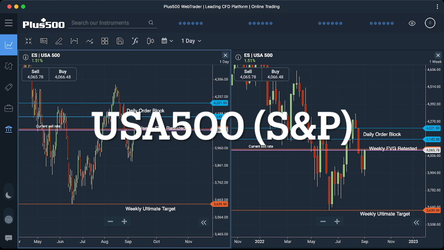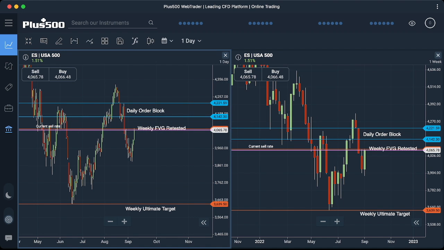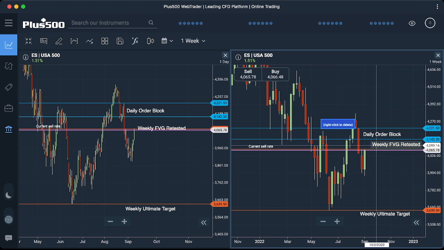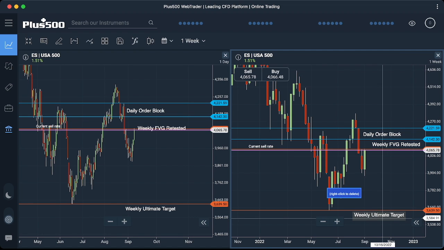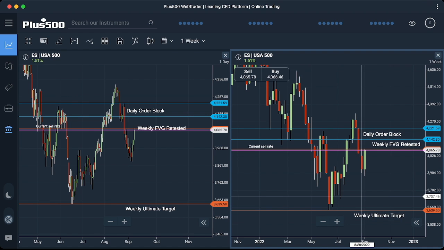And finally, our weekly forecast for USA500 S&P. Last week, the price pushed to the upside. As you can see in the weekly chart here, price reached to this weekly fair value gap in this orange line, and now this is our ultimate target to the downside, weekly ultimate target. We may not reach to this level by this week. It is a very big target, so this can happen in 2-3 weeks or even more.